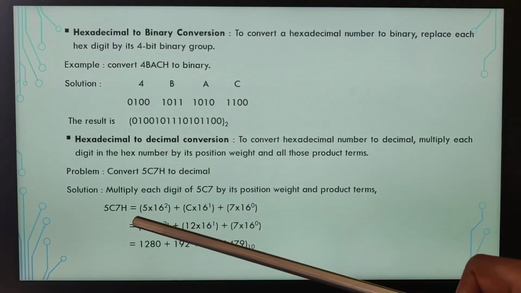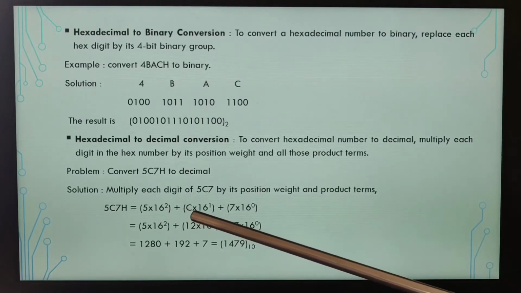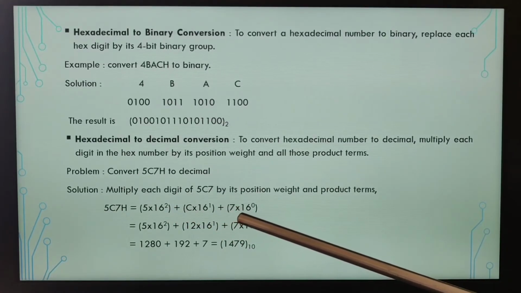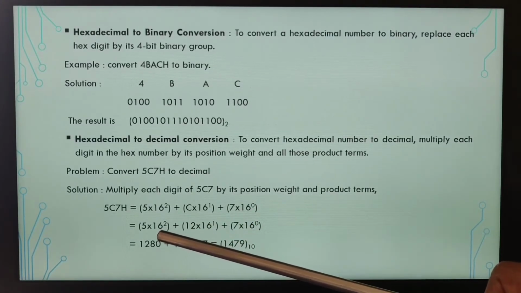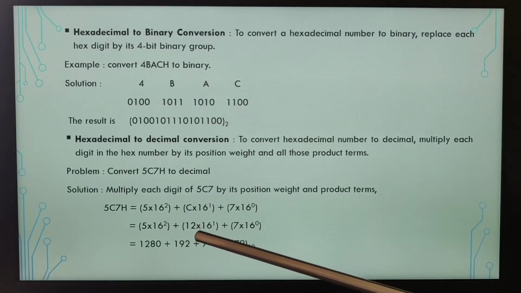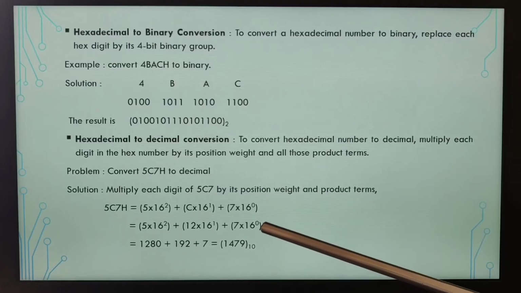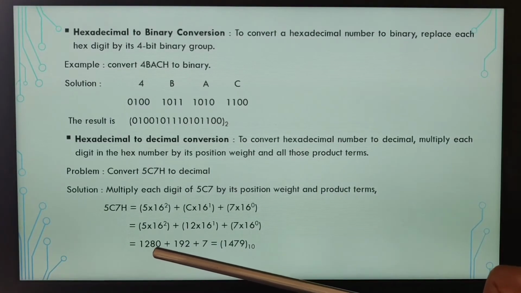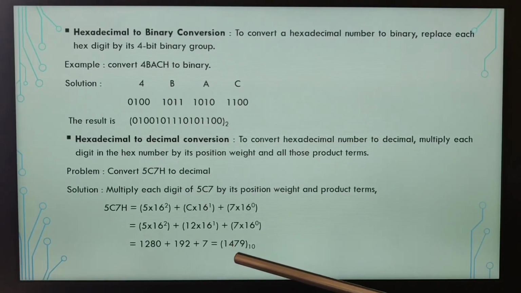So I will write this. 5C7 hex equals 5 into 16 raised to 2 plus C into 16 raised to 1 plus 7 into 16 raised to 0. In the next step we write 5 into 16 raised to 2 plus C, which has the value 12, into 16 raised to 1 plus 7 into 16 raised to 0. So this has the value 1280 plus 192 plus 7 equal to 1479 to the base 10.